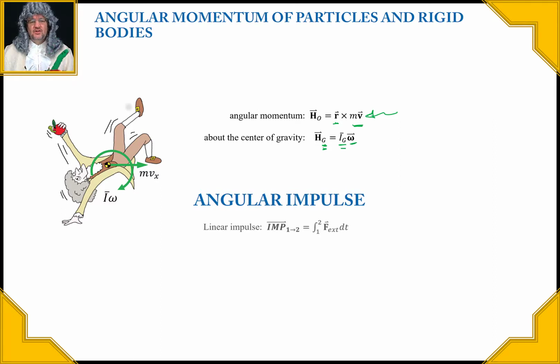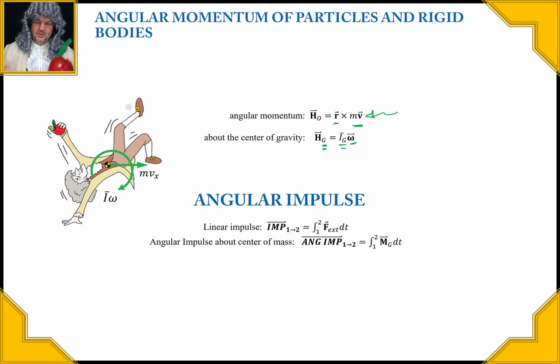Well, let's see what the linear impulse we defined as IMP, with the subscript 1 to 2. It's taking place between two states. And that was the integral of the external force integrated over time, right? And if we want to take the angular impulse, let's give it a character called ang-imp. And that's going to be the integral of the moment applied to the thing integrated over time, all right?